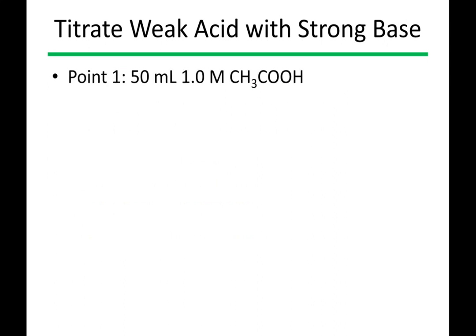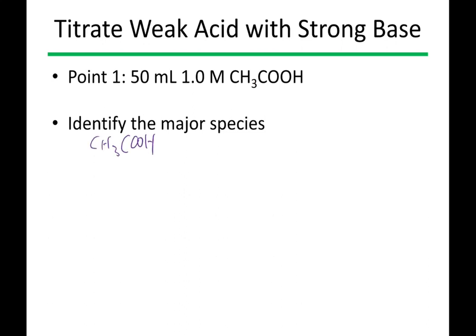Okay, so let's look at the first point. At the very beginning, we have 50 milliliters of a 1.0 molar acetic acid solution. Haven't added any base. The first thing we'll do is identify the major species. So in this case, we have the acid. It hasn't dissociated yet, so that's all we're going to write. And we have the water. So we have a weak acid and the water, which can be both.